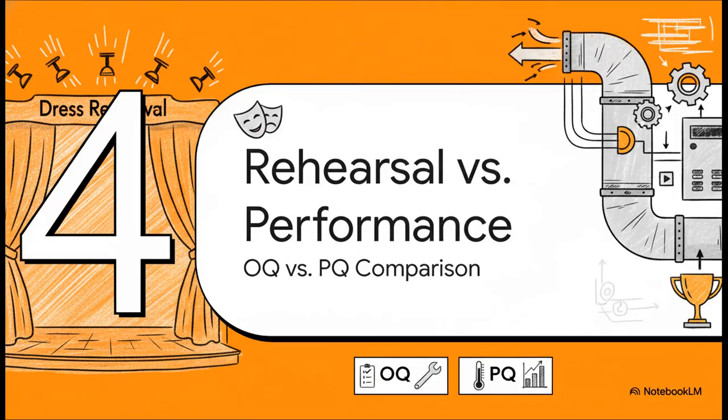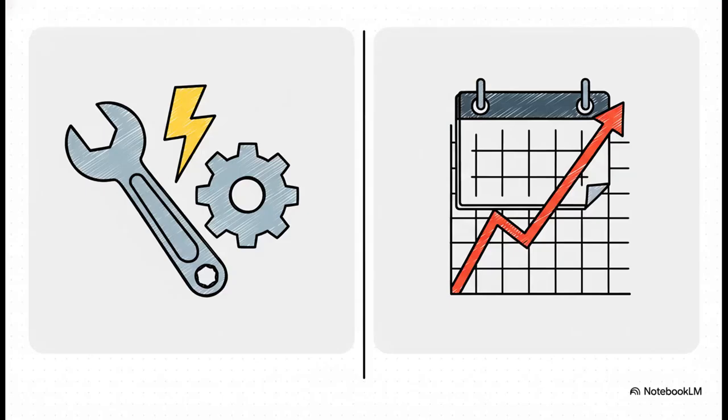Okay, so we've walked through the dress rehearsal and we've been to opening night. Now let's put them side by side. This is where the difference between OQ and PQ really becomes crystal clear. It really just boils down to the fundamental question each phase is trying to answer. OQ asks, does this thing have the basic functions to work correctly, even when we push it to its limits? But PQ asks a totally different question. Can this system maintain a stable, consistent environment over the long haul in the real world?